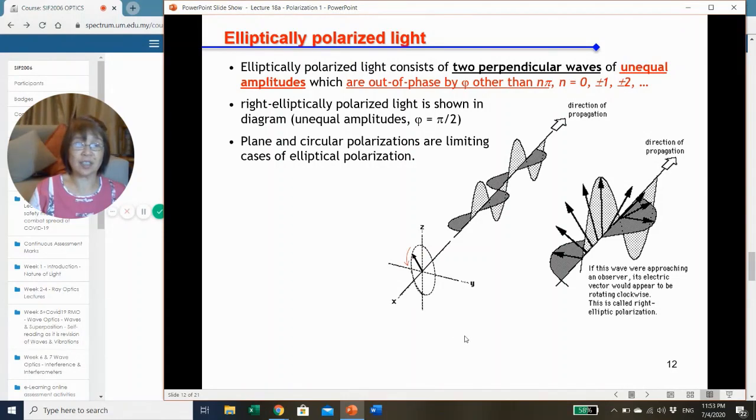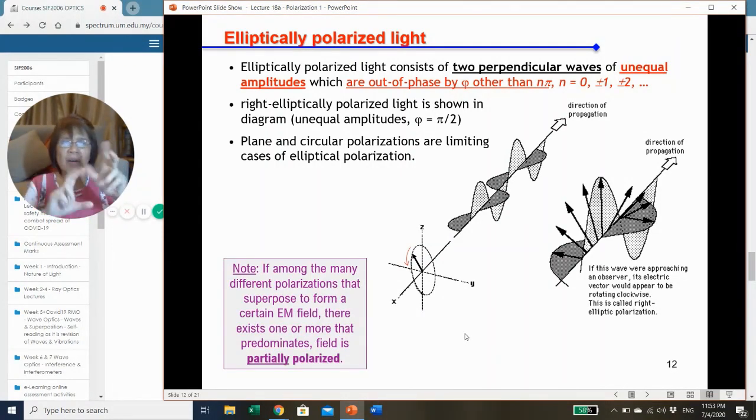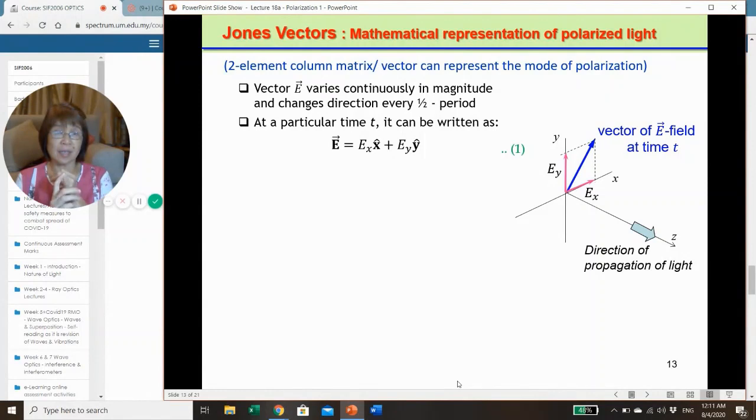If there are many different polarizations that superpose to form a certain EM field, and if there exists one or more that predominates, so the field is not totally composed of one particular plane polarization, but one of the planes just dominates, then we can say that the field is partially polarized. We discussed linear polarization, circular polarization, and elliptical polarization. And that was qualitatively describing it.